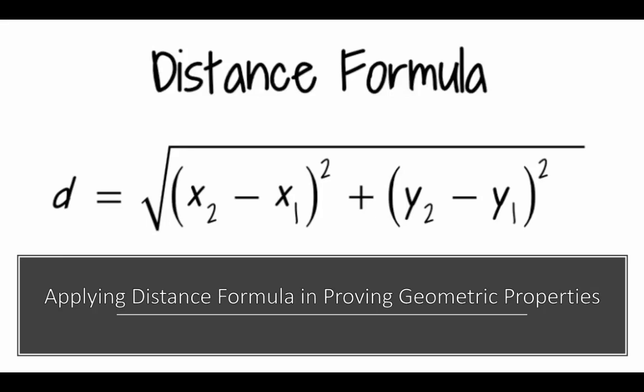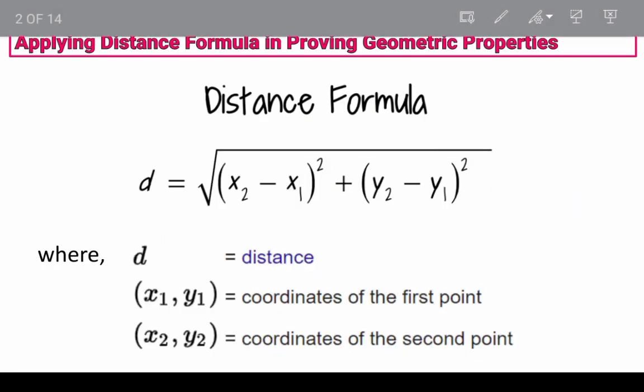Hello everyone! Today, you will apply the distance formula in proving some geometric properties. First, let's recall the distance formula. The distance formula is d is equal to the square root of the quantity x sub 2 minus x sub 1 squared plus the quantity y sub 2 minus y sub 1 squared, where d is the distance, x sub 1, y sub 1 is the coordinates of the first point, and x sub 2, y sub 2 is the coordinates of the second point.